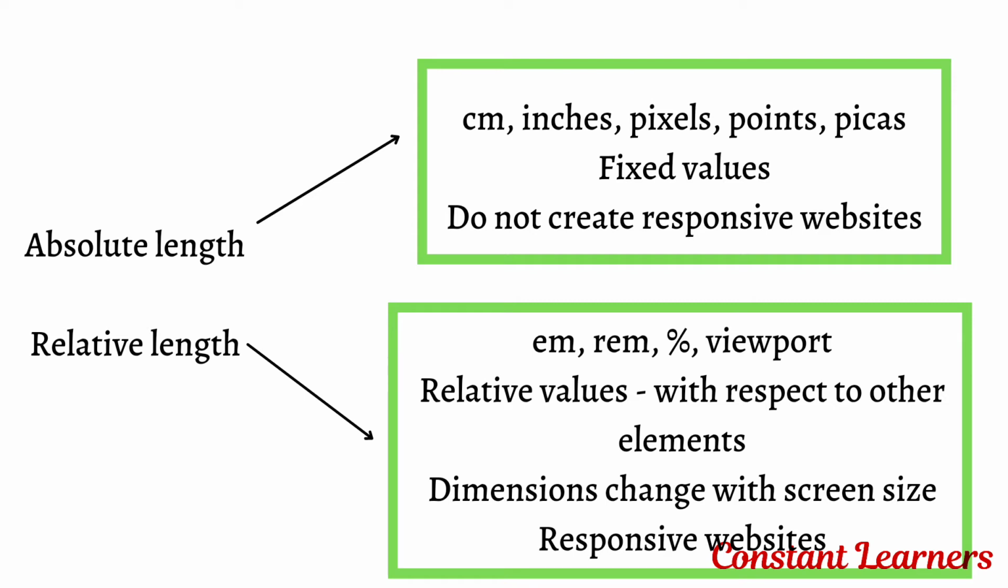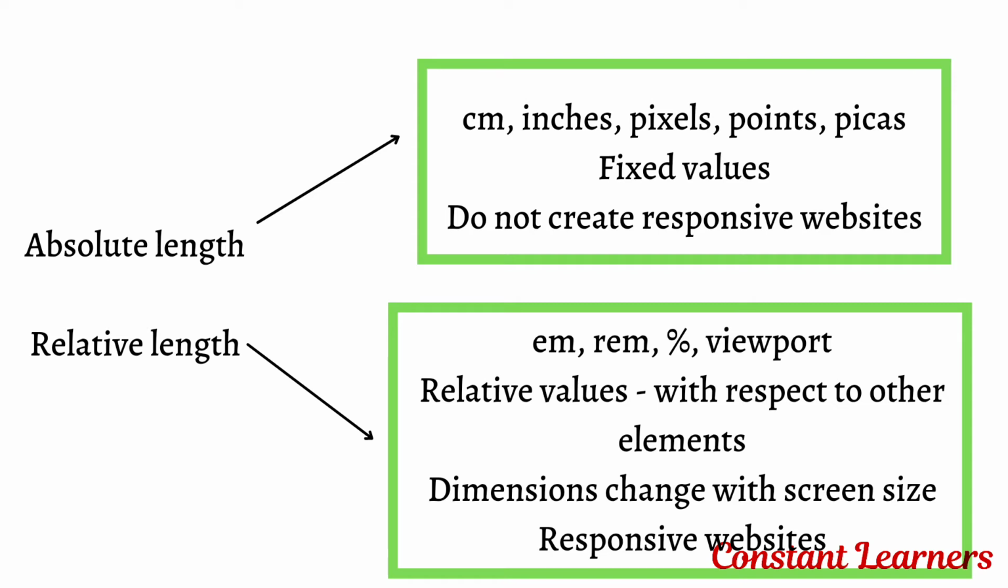Absolute lengths have absolute values, that is fixed values. Fixed values as in, that means these values remain constant irrespective of the change in display screen size. So when we define a dimension using absolute length, its appearance stays constant over every screen size, whether we're viewing it in the mobile phone or a laptop. Its size will stay the same.